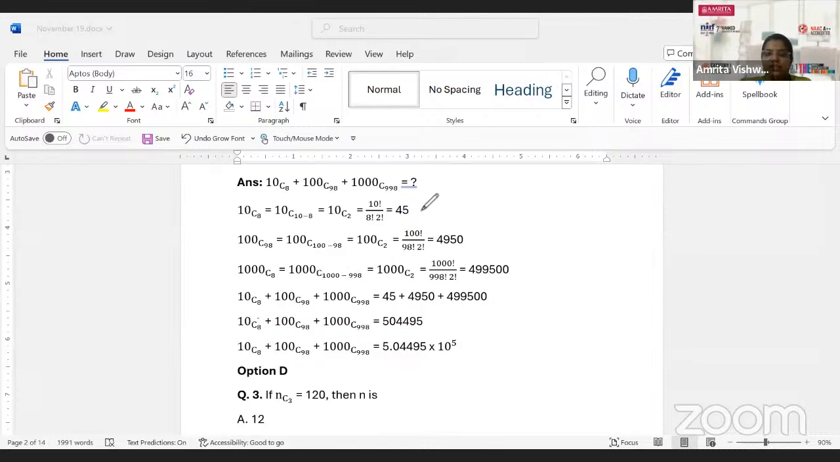So 10C2 is 10 factorial by 8 factorial into 2 factorial. So it's 45. 100C2 is 100 factorial by 98 factorial into 2 factorial. And 1000C2 is 1000 factorial by 998 factorial into 2 factorial. So you can cancel these terms, solve them, and you'll get the value. The options are in terms of 10 raised to 5, so it becomes 5.04495 into 10 raised to 5.